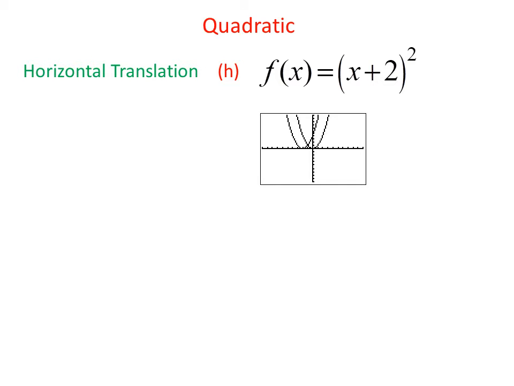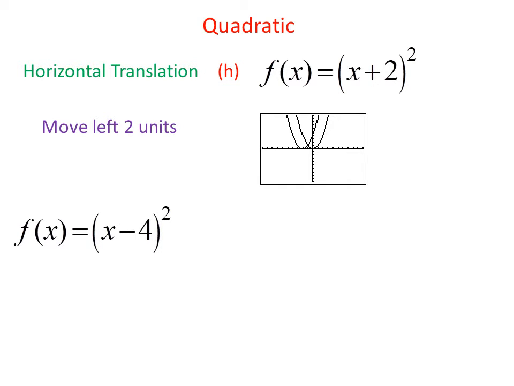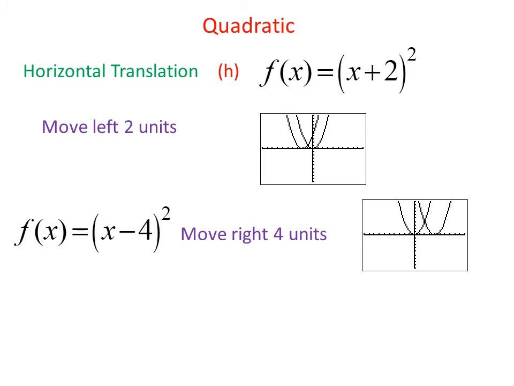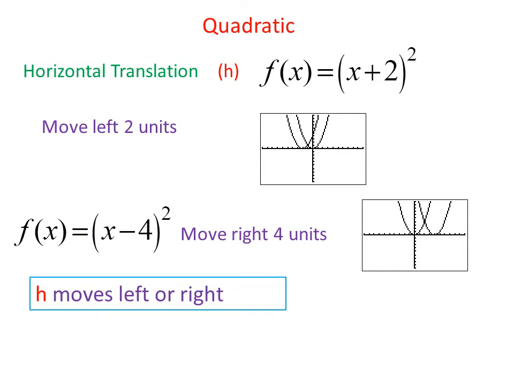So if you look at the bottom of the graph that's shifted to the left, the base of it would be at (-2, 0). We move it 2 units to the left. Similarly, if I've got (x - 4) squared, that's going to shift 4 units to the right. So here we see with the plus 2, we moved 2 units to the left, and with a minus 4, we moved 4 units to the right.